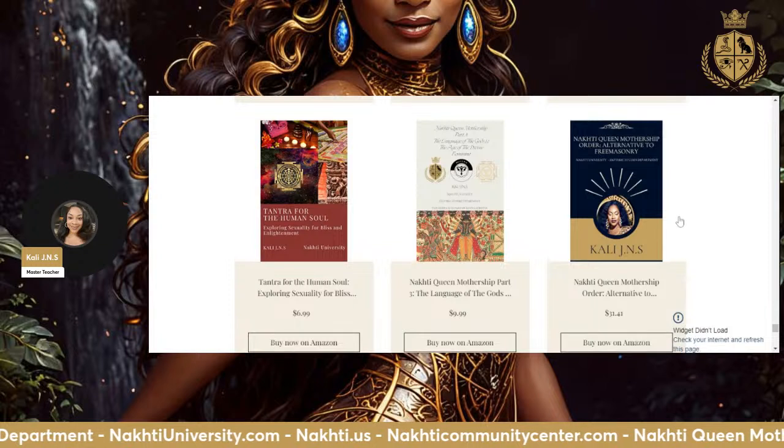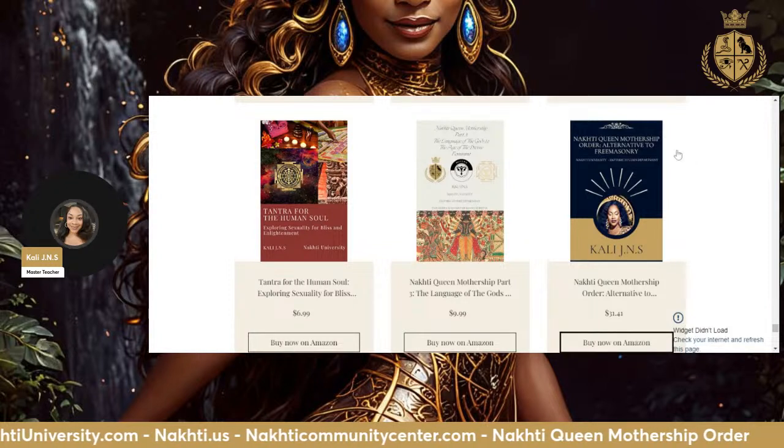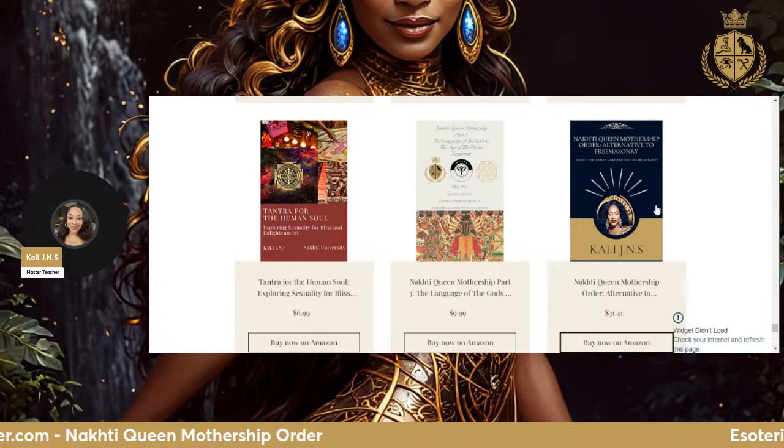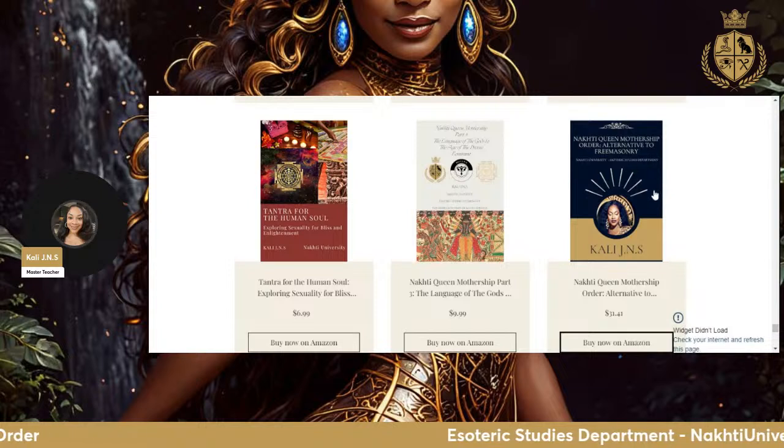So for the men, they just have to say Nakti Order because I don't expect no man to be saying Nakti Queen Mothership Order. The women have Nakti Queen Mothership Order. The men just have Nakti Order. It's the alternative Freemasonry. I'm just so ahead of my time.